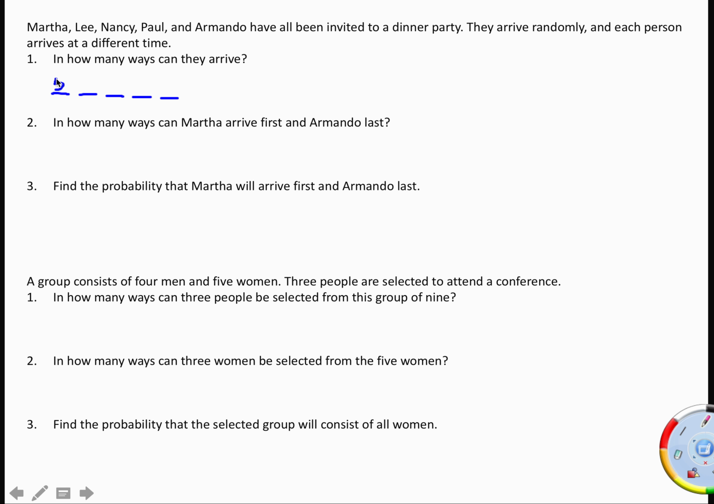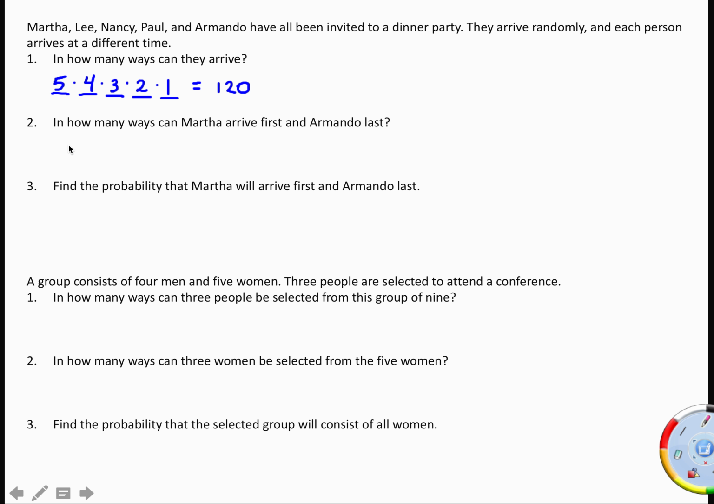Any one of those 5 could walk in the door first. But once one of them has come through the door and is at the party, then there's only 4 people left that could come through the door next. And then there's only 3 people left. Once these 3 people are at the party, there's only 2 ways that the next person can arrive, and then 1. So that is 5 times 4 times 3 times 2 times 1, which is 120.